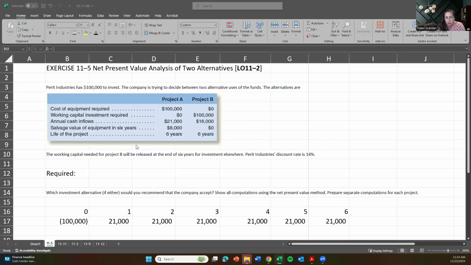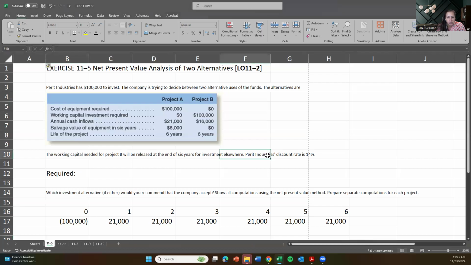The working capital will be released for project B. So project B requires 100,000 of working capital. So we need to invest working capital, which is assets less or subtract liabilities, and then it will be released at the end of 6 years. The example given in the textbook is cash registers for Nordstrom Rack, so they can use it for the time period of the project, and then it'll be released at the end of the project. So outflow at the very beginning, year 0, and then inflow at the very end of the project.